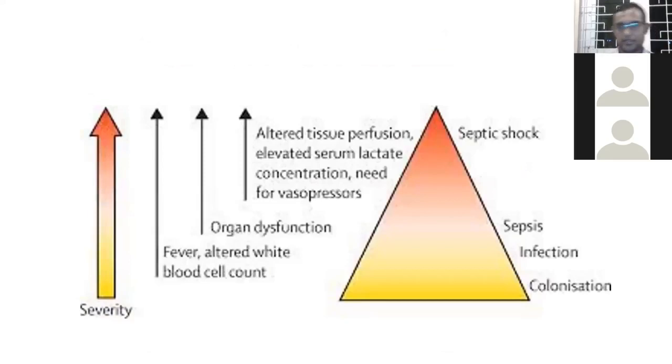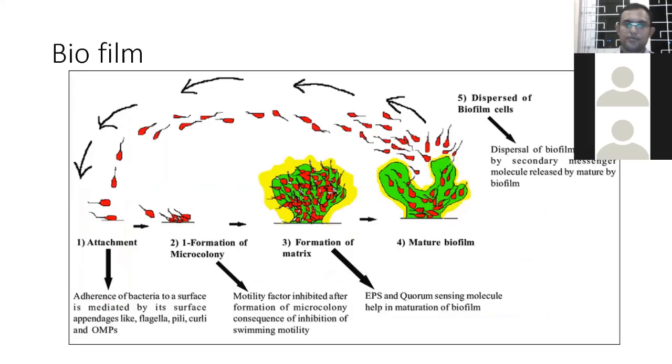So what happens? Colonization, nothing. Infection, fever, altered blood cells, and all that, and then sepsis, and septic shock. So just remember that if you have uncontrolled diabetes, or you're a renal transplant recipient, or you have HIV, you can go in about 72 hours from a small wound to septic shock, full blown sepsis.